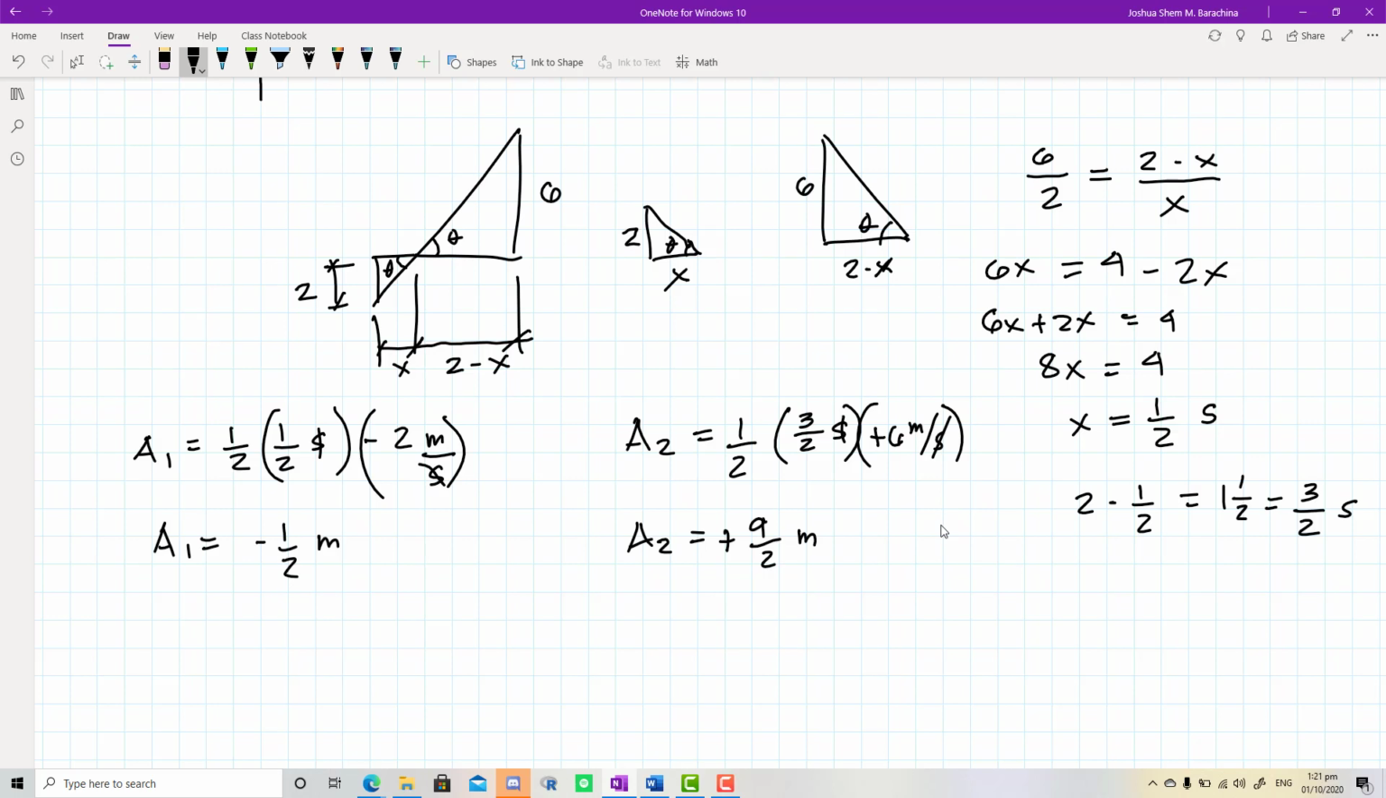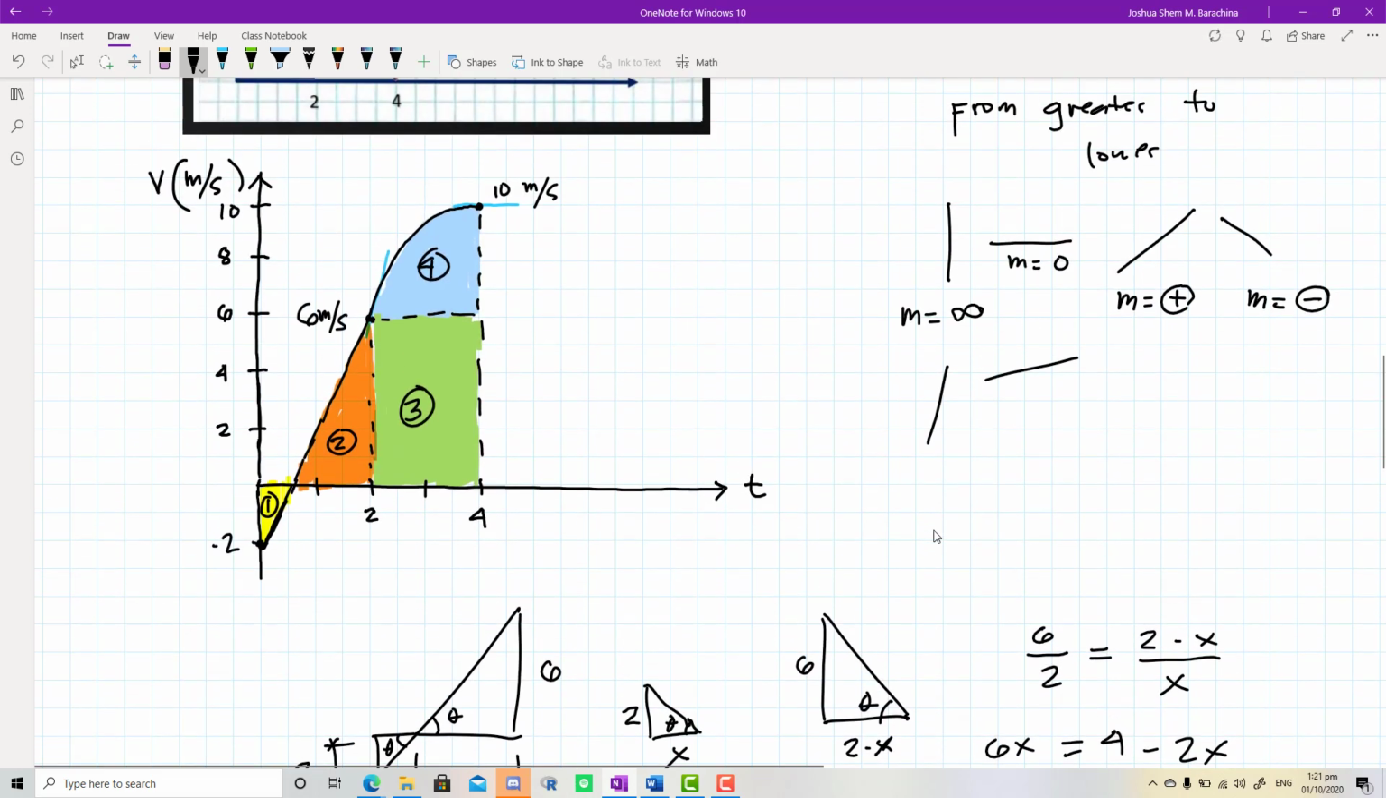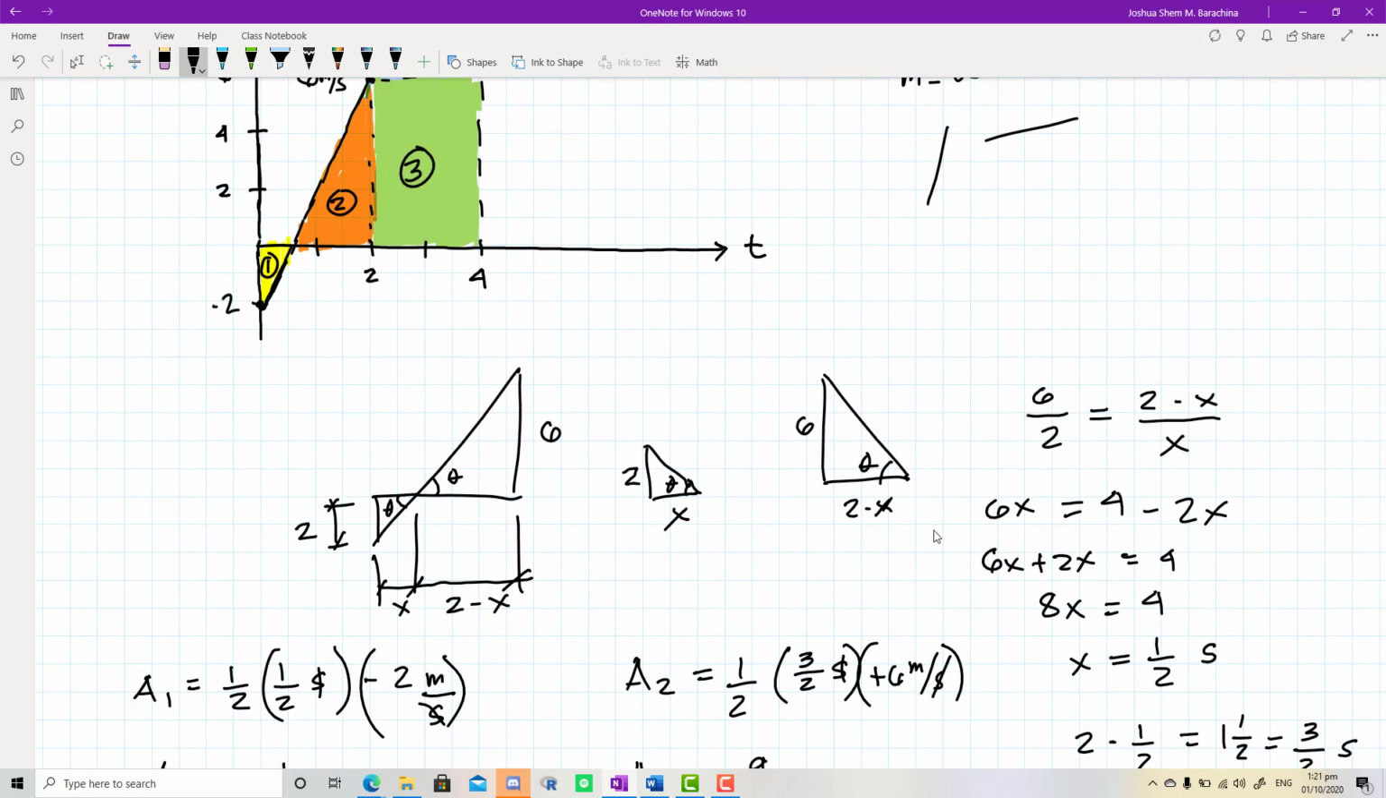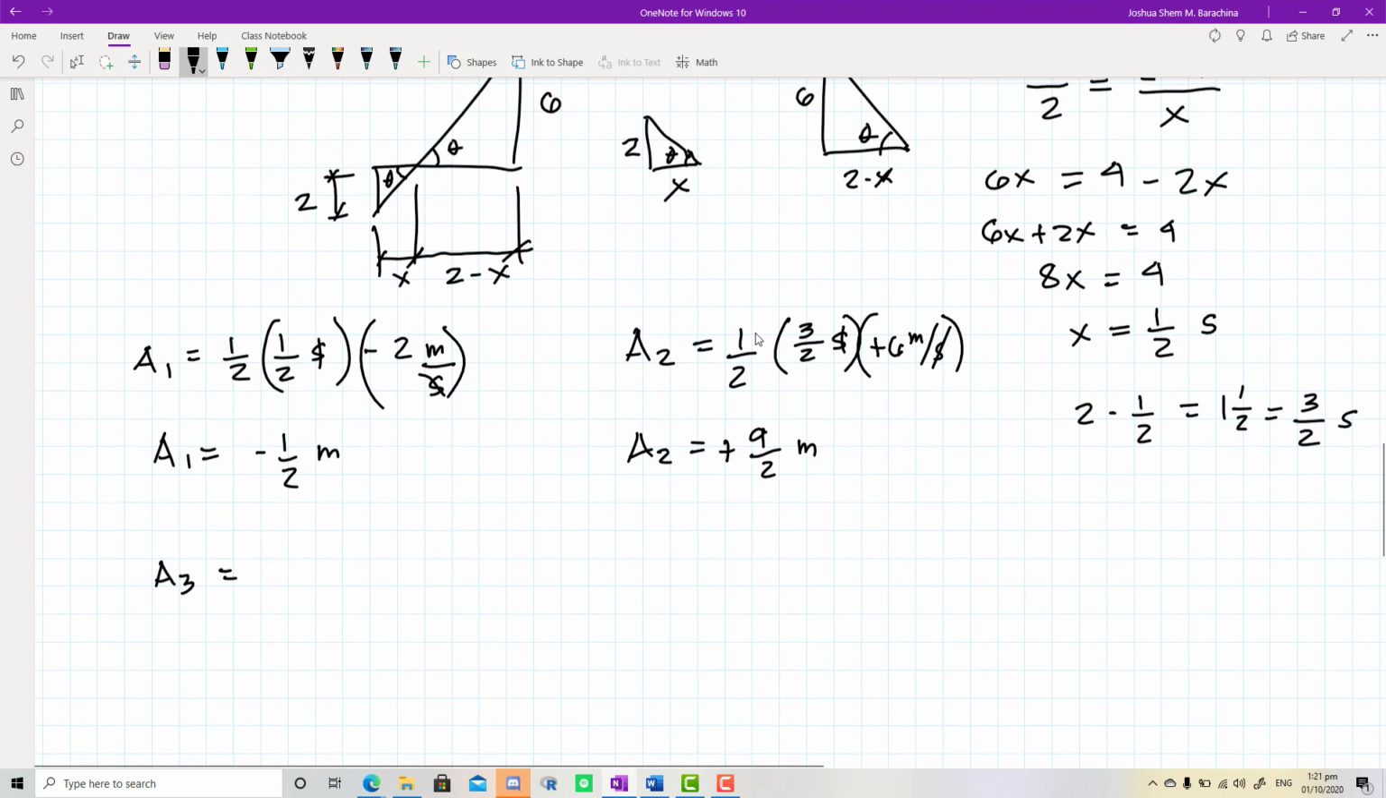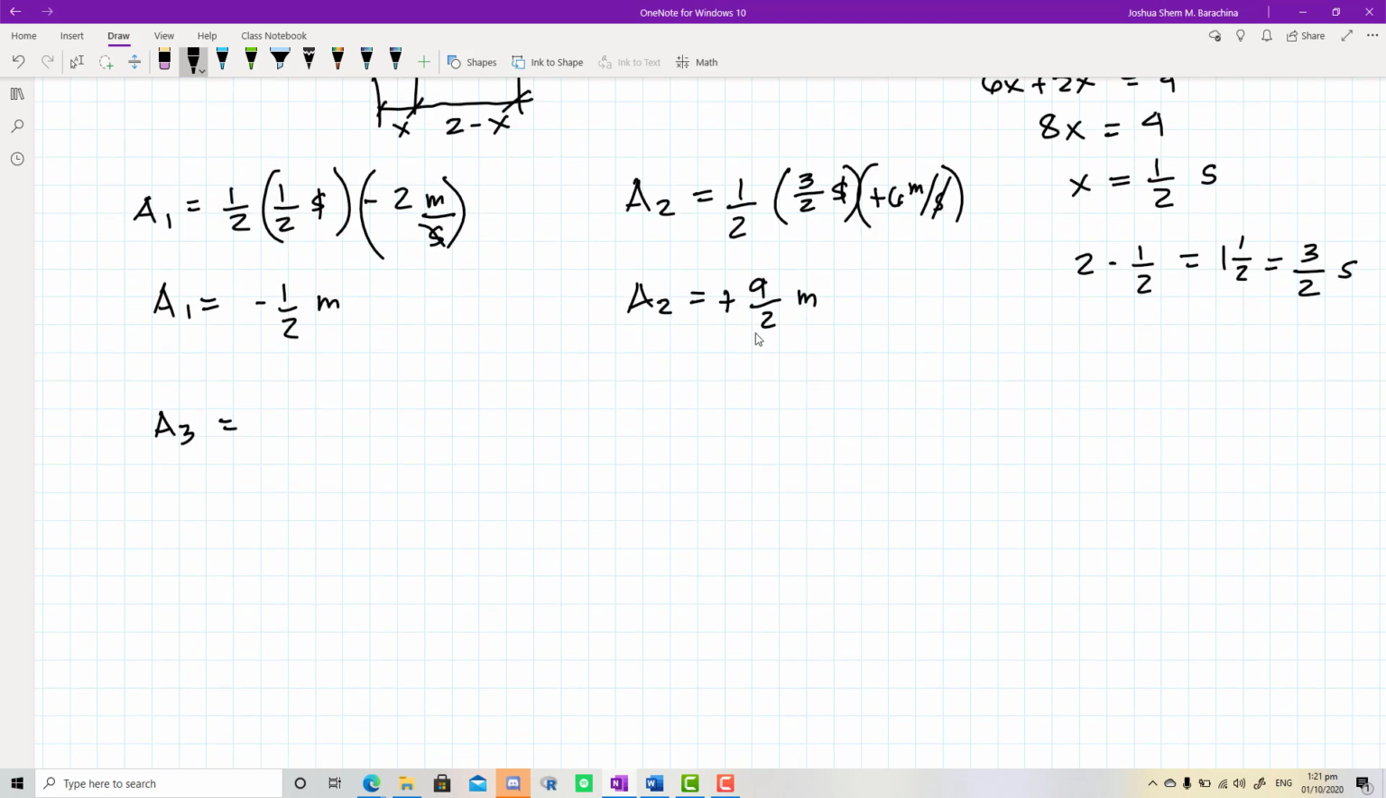For area sub 3, this is equal to a rectangle equal to base times height. Your base is 2 seconds. And the height is 6 meters per second. Positive. So this is just equal to 6 times 2 is 12 meters.